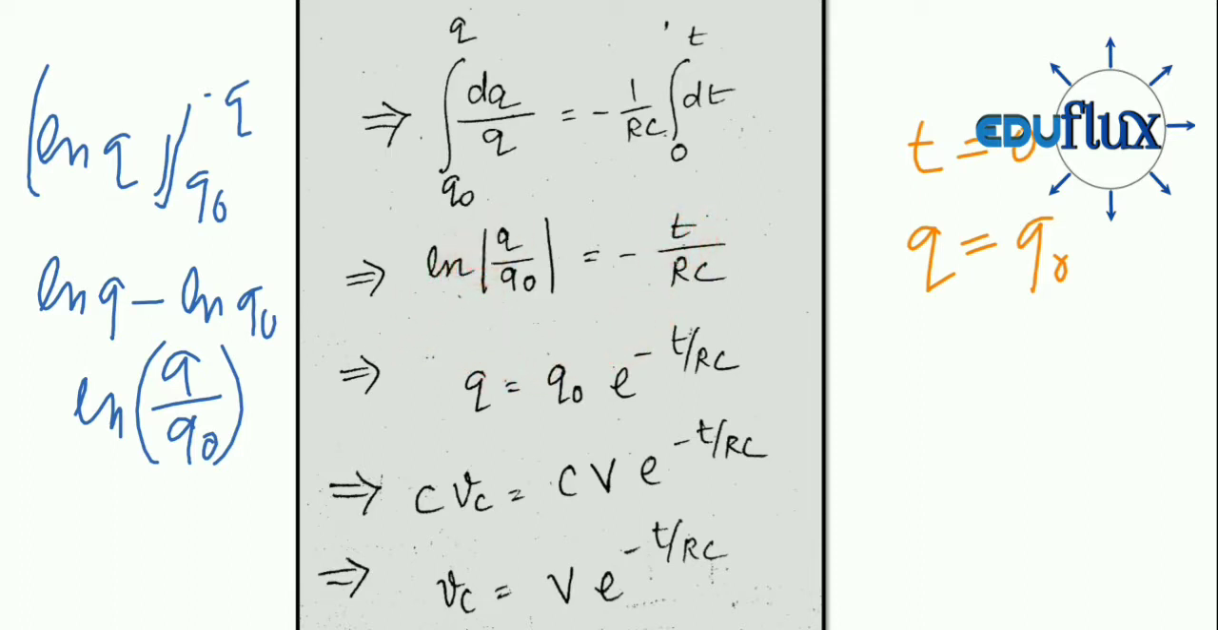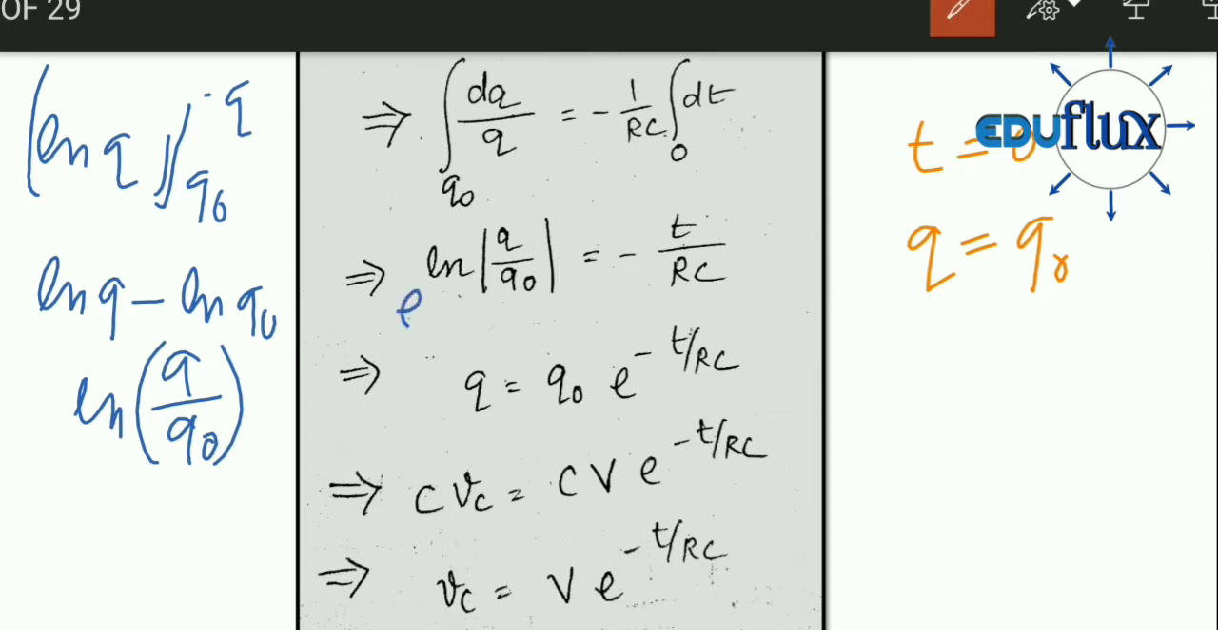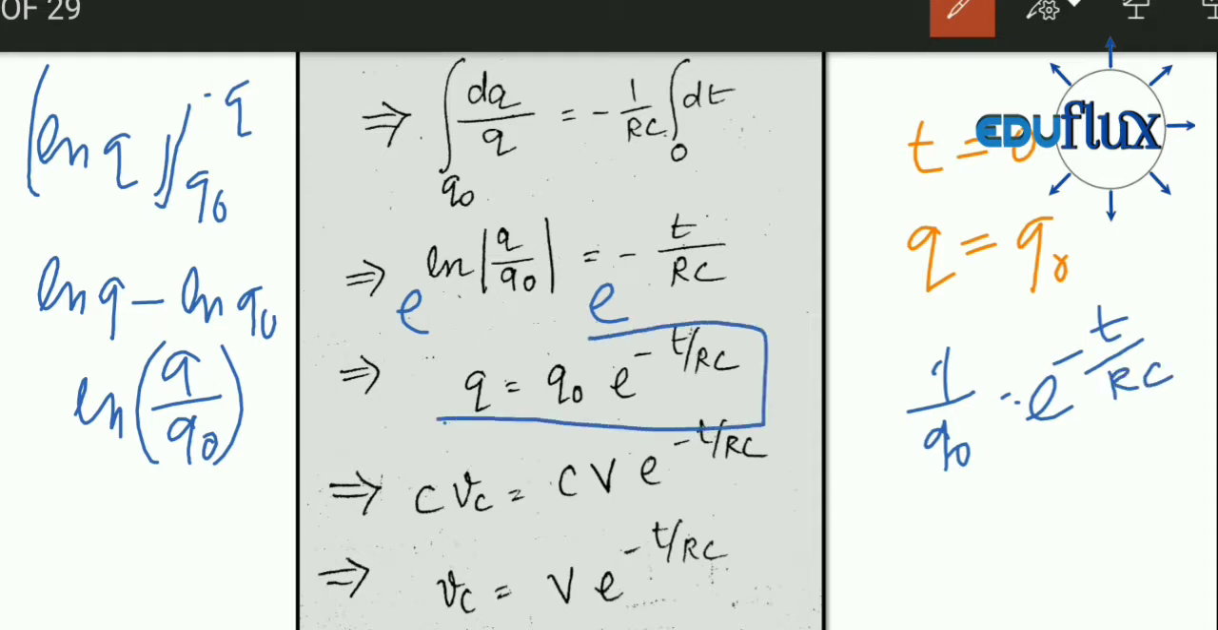Now on both sides we are taking e to the power. e to the power ln of something is that something. So q by q naught is e to the power minus t by rc. So q is equal to q naught into e to the power minus t by rc. Now similarly we want to find the voltage v. So q is equal to cv. So C into V is C into V naught e to the power minus t by RC. What is V? V is the initial voltage, or you can write it V naught also. So Vc is equal to V naught e to the power minus t by Rc.